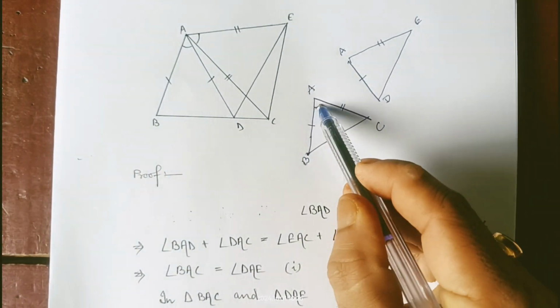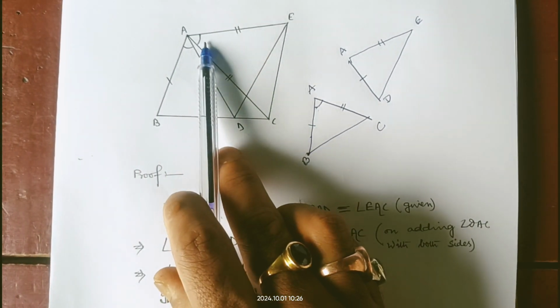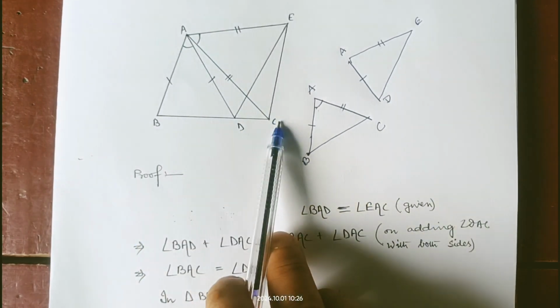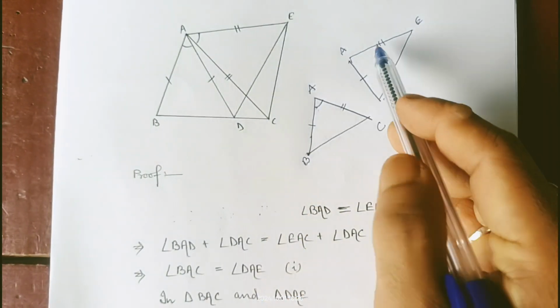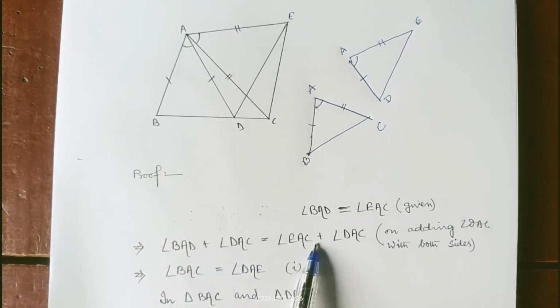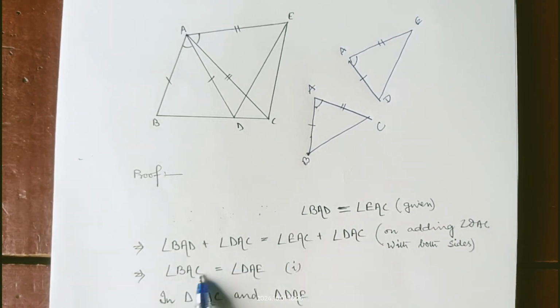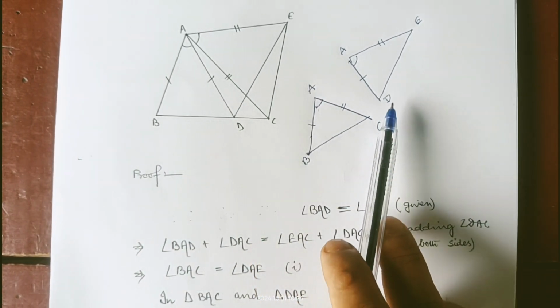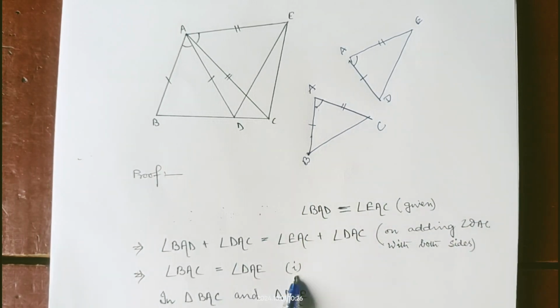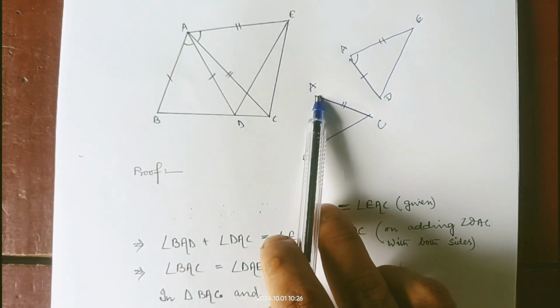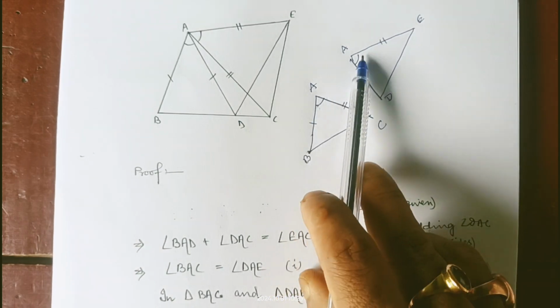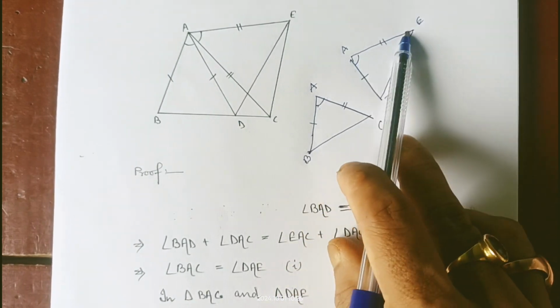This angle I will get. Again, with this angle, if I add angle DAC, I am going to get DAE. So after adding angle DAC with both, I am going to get BAC equals DAE. Let it be equation number 1. Now if I consider these two triangles, then this side equals this side, this angle equals this angle, this side equals this side.